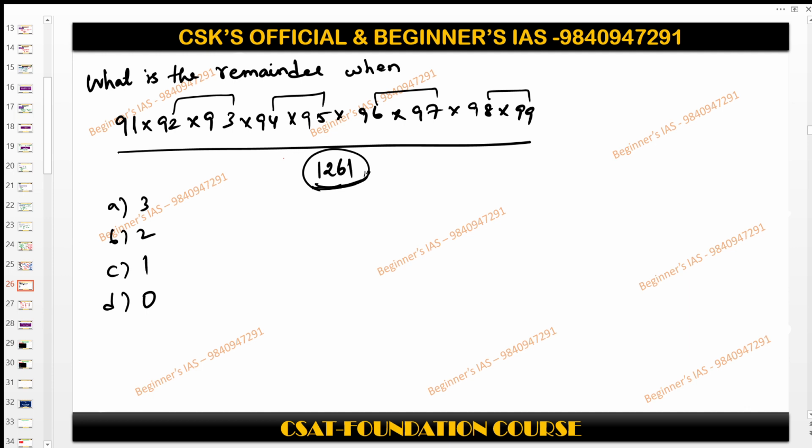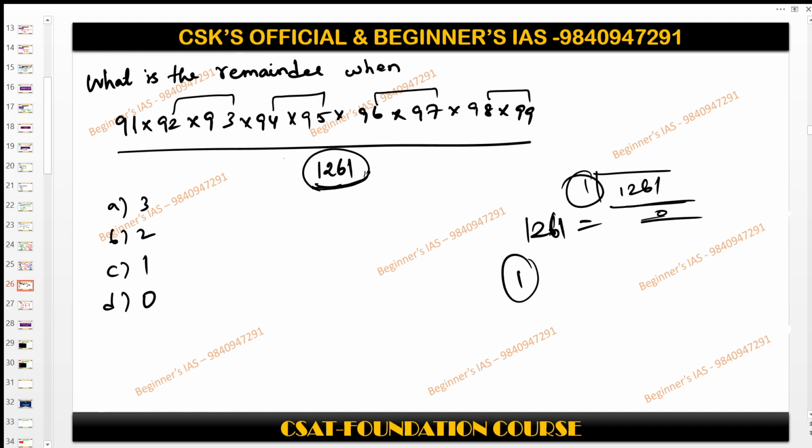All the numerators are expressed in terms of 2-digit numbers. The denominator is expressed in terms of a 4-digit number. Express this denominator in terms of 2-digit numbers as far as possible. Now what I am going to do is find the factors of 1261. A factor means a number by which 1261 is completely divisible, with remainder 0.